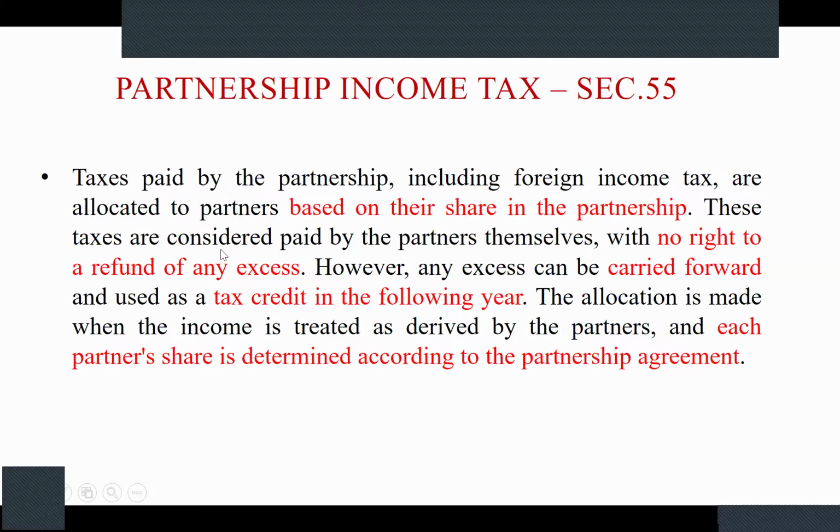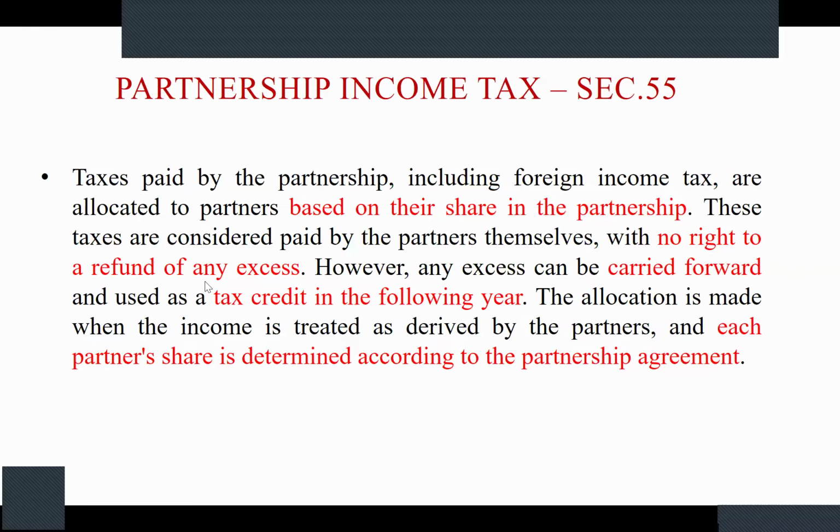These taxes are considered paid by the partners themselves. So we consider, even though that tax is paid by the partnership, after allocating that to the partners they can take it as a tax credit. It is like a withholding tax. So after the payment by the partnership, that payment should be allocated to the partners based on their share in the partnership. After that, the partner can deduct it as a tax credit.